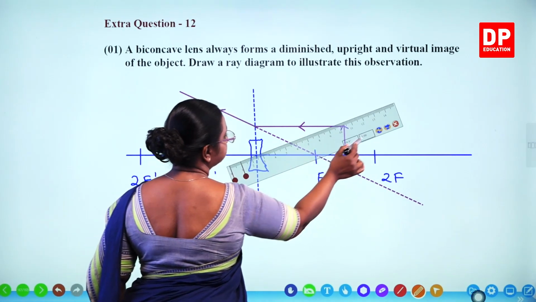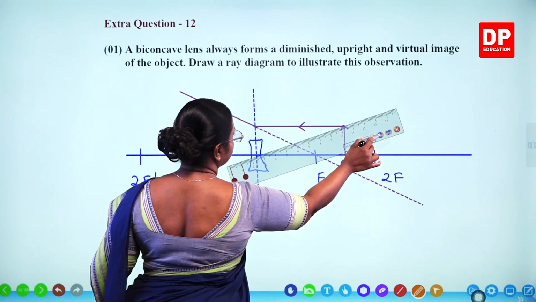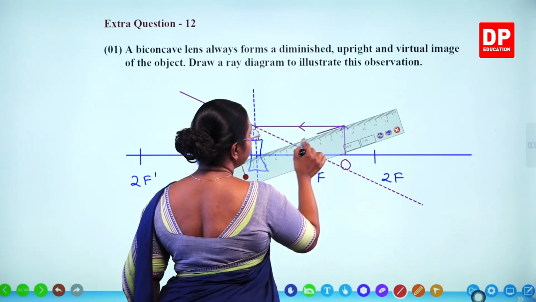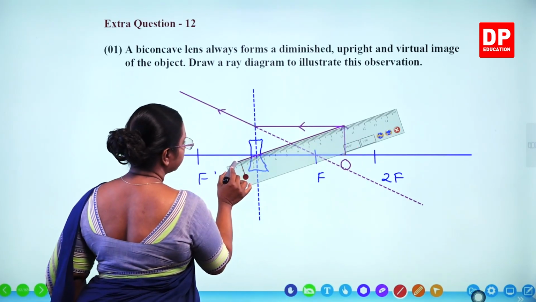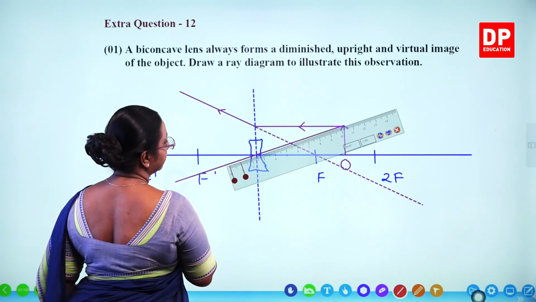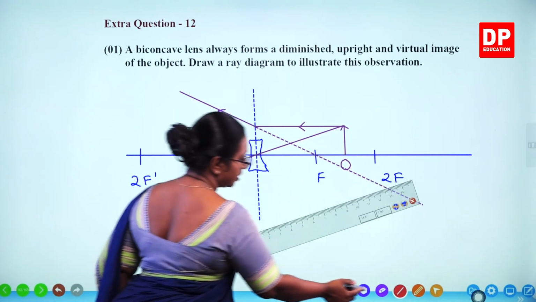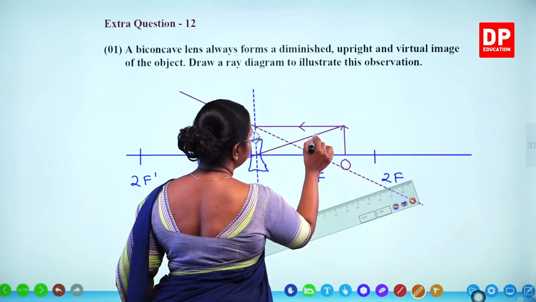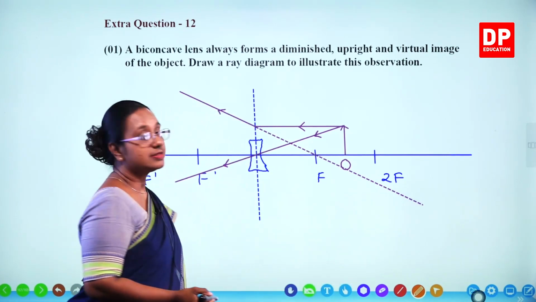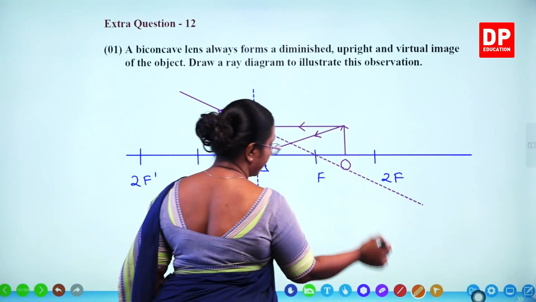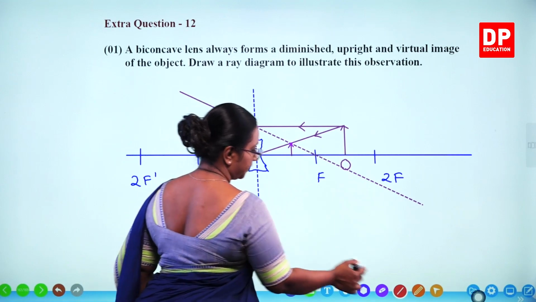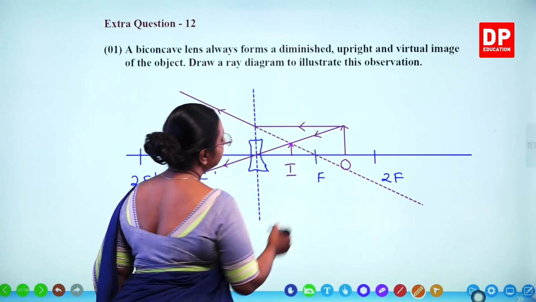So that also can be taken, a ray coming through the optical center. So if we draw this ray, that will go like that. So there is no change in the path of that particular ray. It will go this way. So where does the image form? Here we have the object. The image is going to be here. So that is the image.